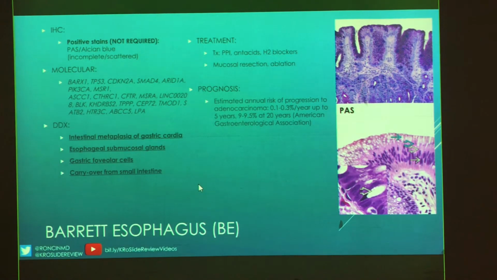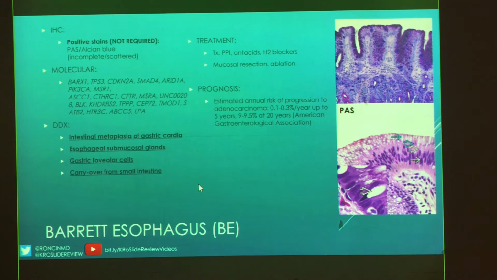You do not have to stain this, but if you really wanted to, you can see PAS positivity or Alcian blue positivity, but these need to be used with caution as they'll be incomplete and scattered. There's a whole bunch of molecular changes that can be associated with Barrett's, so keep that in mind.